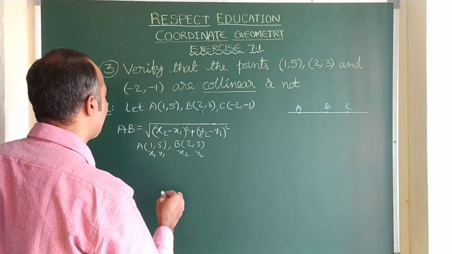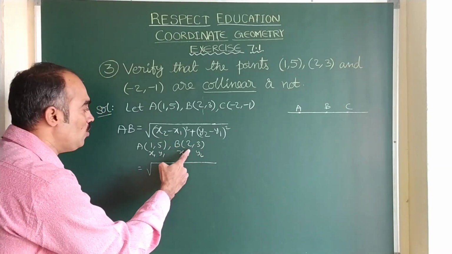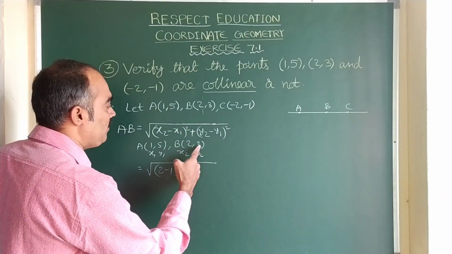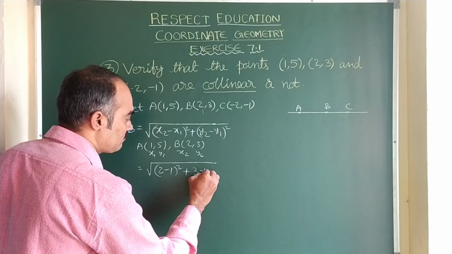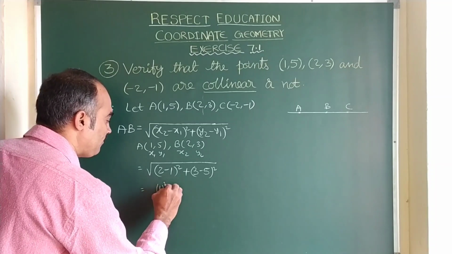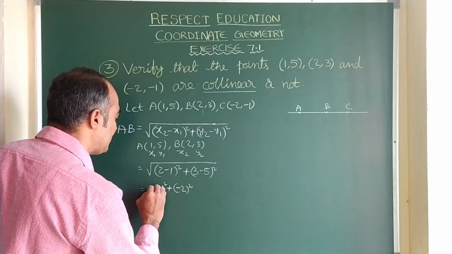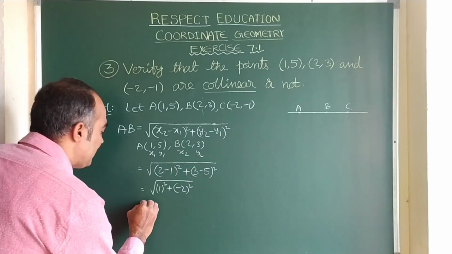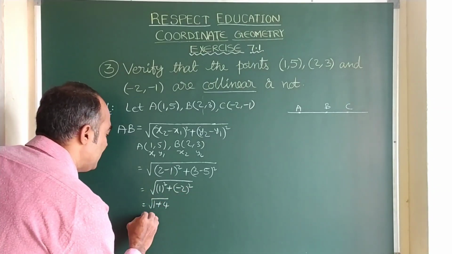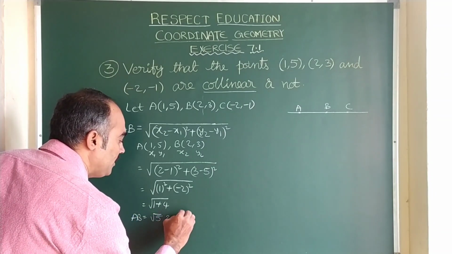Now let us substitute here. First x2 minus x1 whole square: 2 minus 1 whole square, plus y2 minus y1: 3 minus 5 whole square. So 2 minus 1 is 1, so it is 1 square plus 3 minus 5 is minus 2, so minus 2 whole square, under root. Here 1 square is 1. Minus 2 whole square is 4. So it is under root 1 plus 4. This is under root 5. So we got AB is equal to root 5 units.